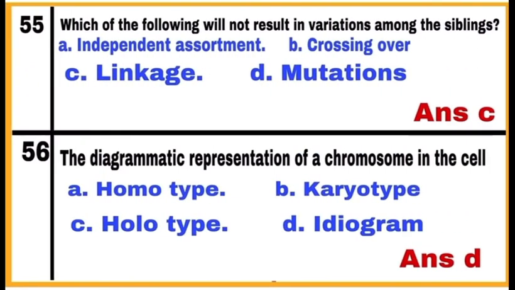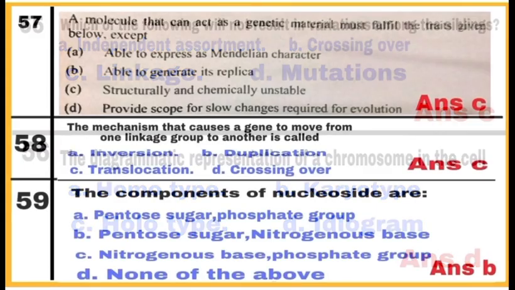Question 55. Which of the following will not result in variations among the siblings? Option C. Linkage. Where genes tend to move together, it will not result in variation among siblings. So here option C is correct. Question 56. The diagrammatic representation of a chromosome in the cell is called an ideogram. So here mark D as the correct answer.